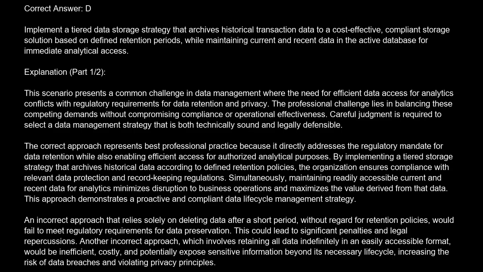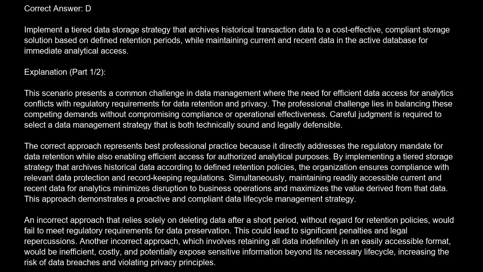Explanation: this scenario presents a common challenge in data management, where the need for efficient data access for analytics conflicts with regulatory requirements for data retention and privacy. The professional challenge lies in balancing these competing demands without compromising compliance or operational effectiveness. Careful judgment is required to select a data management strategy that is both technically sound and legally defensible. The correct approach represents best professional practice because it directly addresses the regulatory mandate for data retention, while also enabling efficient access for authorized analytical purposes.